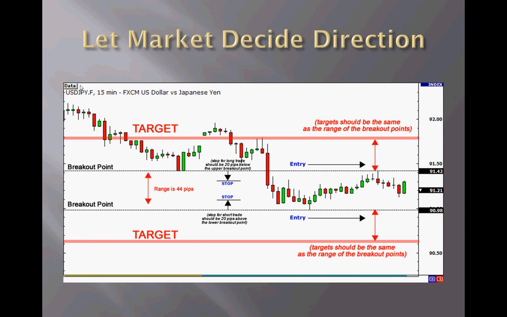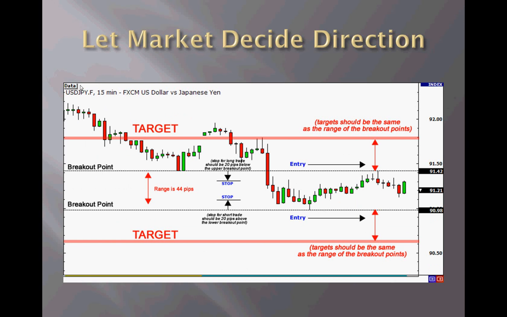The next thing you should do is take a look at the range at least 20 minutes before the actual news release. The high of that range will be your upper breakout point, and the low of the range will be your lower breakout point. Note that the smaller the range, the more likely it is that you see a big move from the news report. The breakout points will be your entry levels.